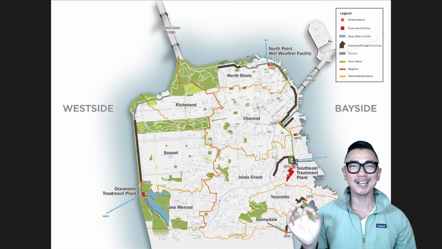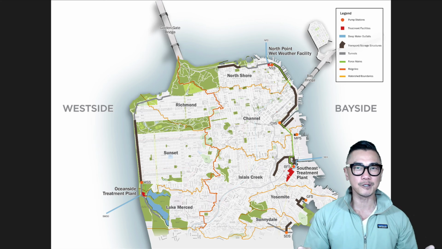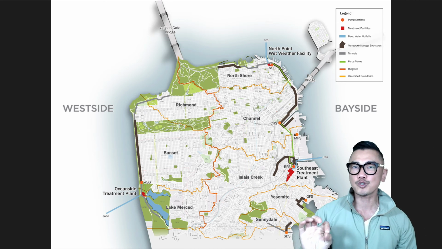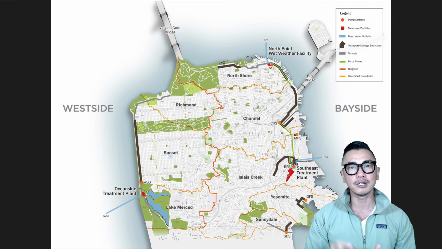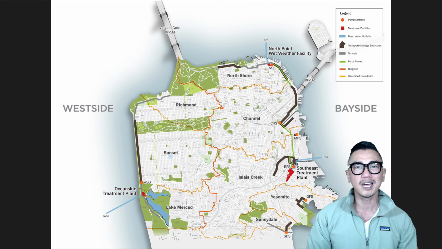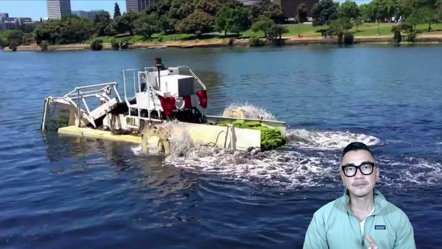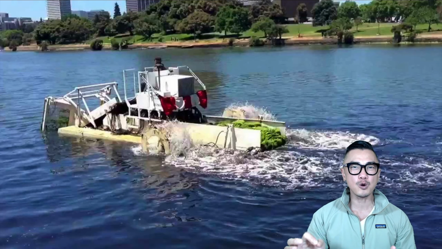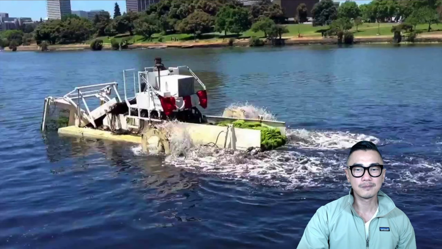San Francisco has 3 water treatment facilities: the Oceanside Treatment Plant, the Southeast Treatment Plant, and the North Point Wet Weather Facility. These water treatment facilities reduce nitrate and phosphate levels in wastewater and slow down cultural eutrophication. This photo shows a boat that removes algae from Oakland's Lake Merritt.